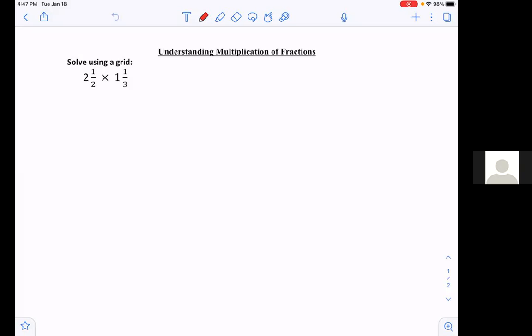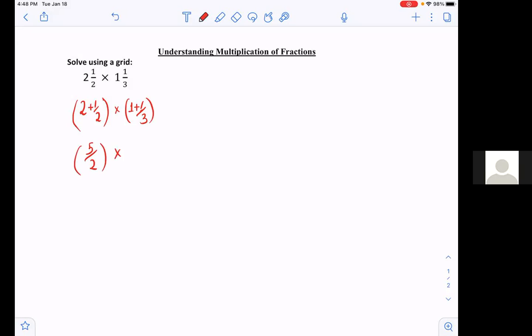So to begin with, 2.5 is the same as 2 plus a half, and 1/3 is the same as 1 plus a third. So in 2.5, let's first of all remember that in 1 there are 2 halves. So in 2 we have a total of 4 halves. And adding the one that is already there, we have 5 halves.